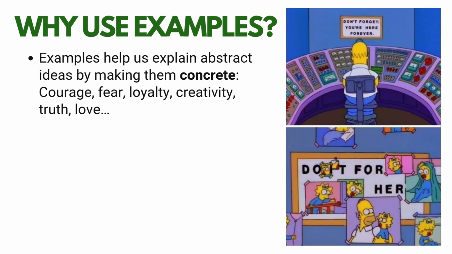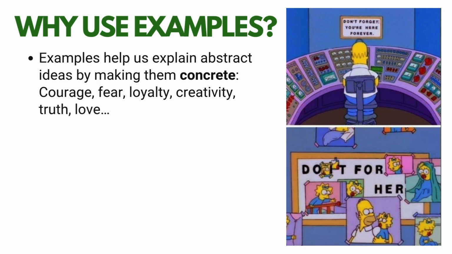So why else do we use examples? Examples also help explain abstract ideas, things like courage, fear, creativity, by making them more real and concrete for your reader. When we think about things like love, courage, fear, those things are not concrete, as in we can't sense them or touch them or feel them. And so they're abstract. But we can make them things that we can see, touch, or feel. We can make them more concrete by using examples. So, just like when we went over the description strategy, examples can also help make an idea more concrete. It shows us what love looks like, what courage looks like, rather than just simply telling us.